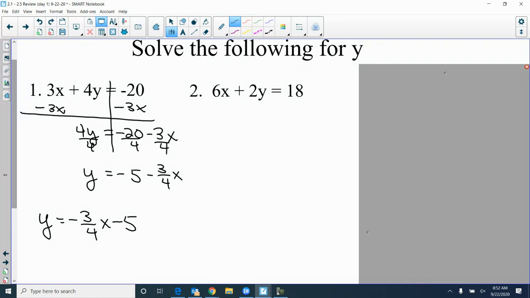First step. Do try that on a separate sheet. Subtract 6x on both sides. Good. And now just tell me what to write, Joe, for the line underneath it. 2y equals 18 minus 6x.